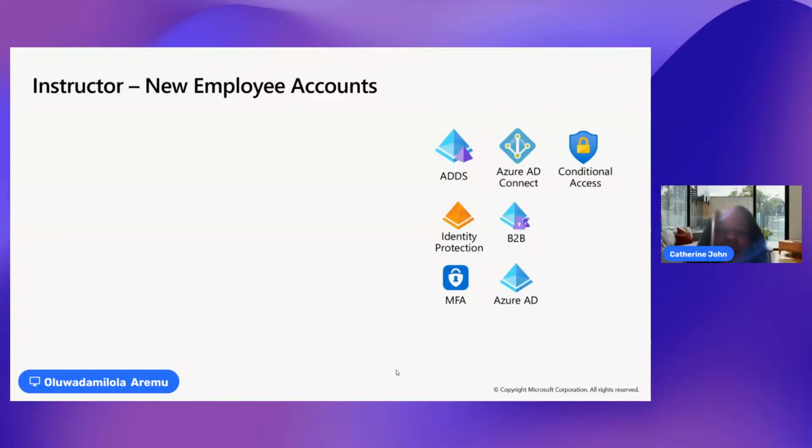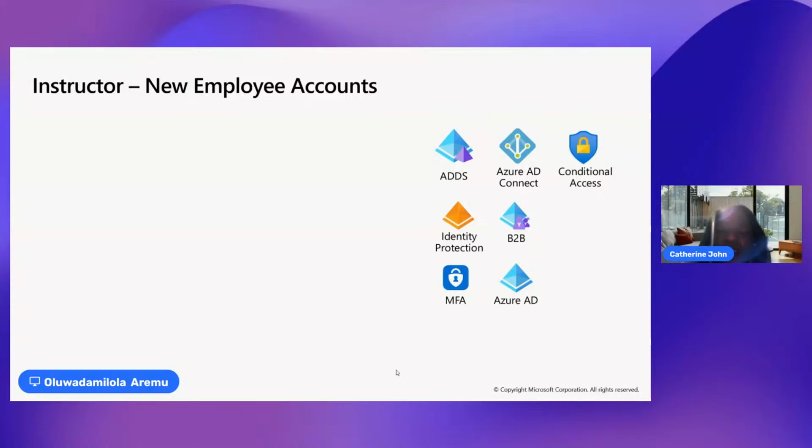Then we have multi-factor. Yes, they might be able to access with their credentials. With their credentials, they can log in. After logging in, they need a second factor of authentication, which is multi-factor authentication. Probably a code will be sent to their email address, or their phone will ring to authenticate them, for them to finally have access to the environment.